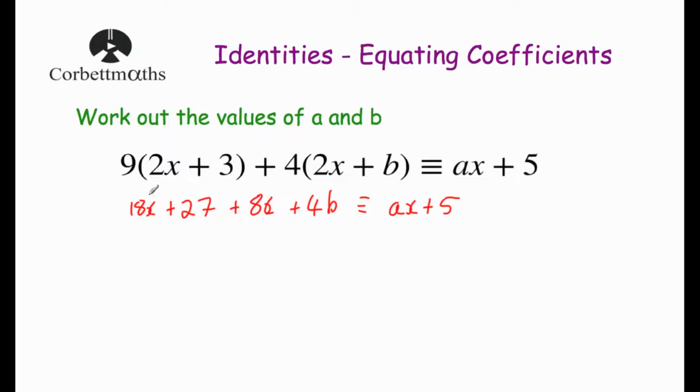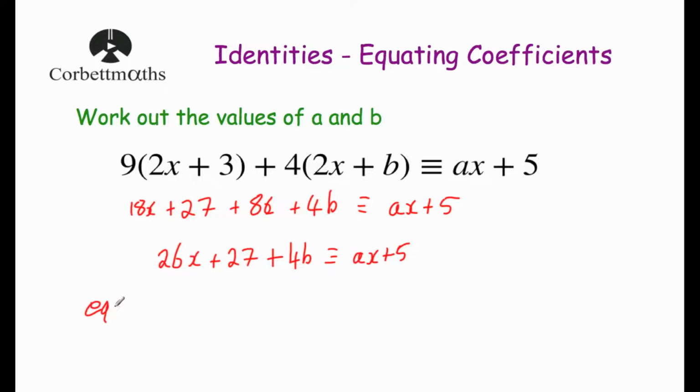So now let's simplify this left-hand side. We've got 18x and 8x, so adding our 18x and 8x together would give us 26x. And then we've got plus 27, and we've got plus 4b. And then on our right hand side, we've still just got ax plus 5. So now let's equate the coefficients of x and equate our constants.